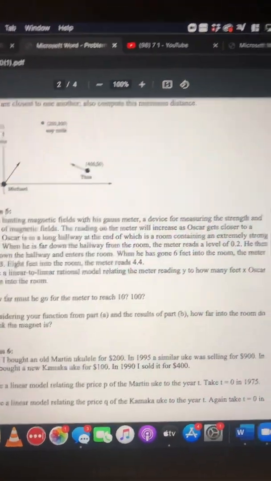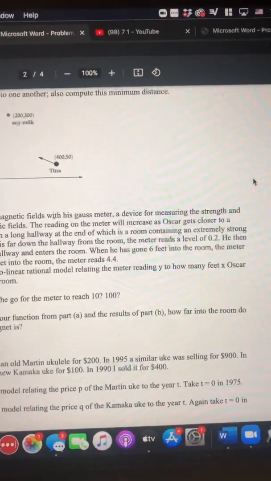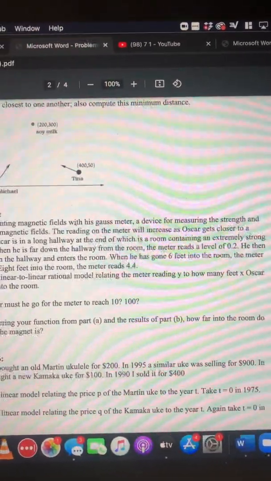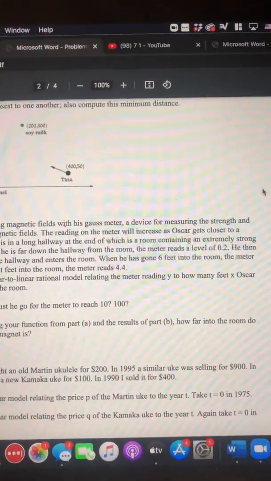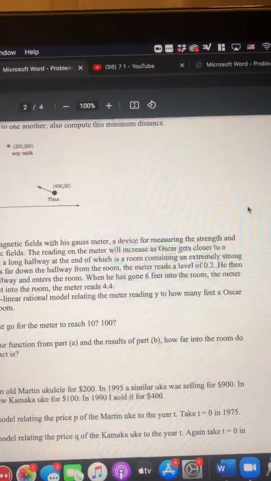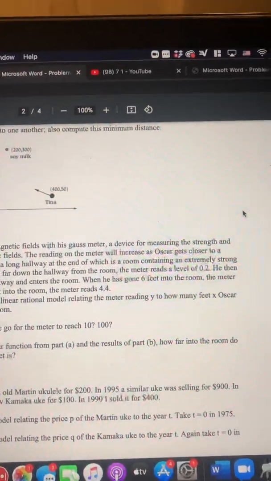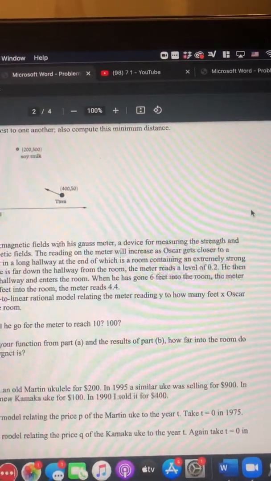Problem number 5 talks about Oscar, who's hunting magnetic fields with his Gauss meter, which is a device for measuring strength and polarity of magnetic fields. It talks about how the reading on the meter is increasing as he gets closer to a magnet. Oscar is in a long hallway, at the end of which is a room containing an extremely strong magnet. When he's far down the hallway from the room, the meter reads a level of 0.2.